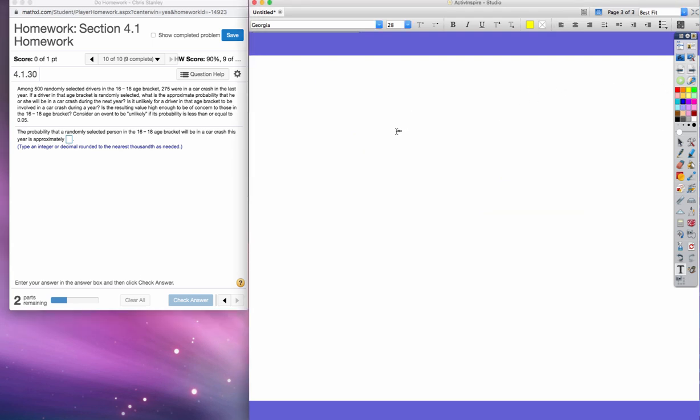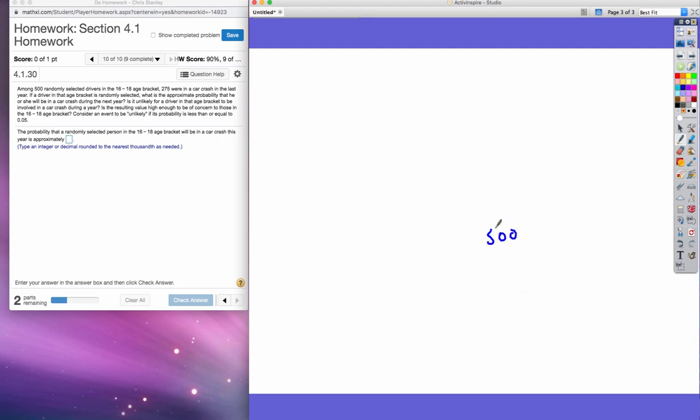Now you have to learn how to set this table up. So we know that there's 500 people. Now what they're saying is 275 were in a crash. So let me put the 275 down here and let me call this crash up here. I'll just put a yes there. There's 275 last year. So that means the no for the crash would be whoever's left over. So this number would be 225. Okay, 225 no.